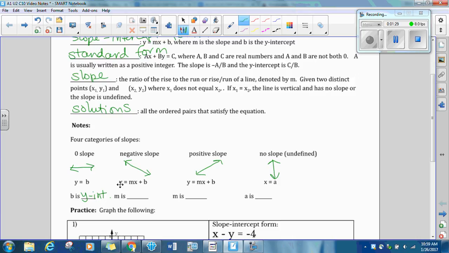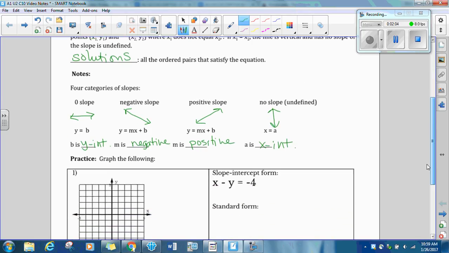Over here, the equation I would write is y equals mx plus b. M is going to always be some kind of negative number. For a positive slope, my equation will be written as y equals mx plus b again with my slope and my y-intercept. M will always be a positive number. And for no slope, I'm going to have x equals a, where a is a number, and a is actually going to be my x-intercept as opposed to my y-intercept. Notice that no slope and undefined slope would be the same thing.